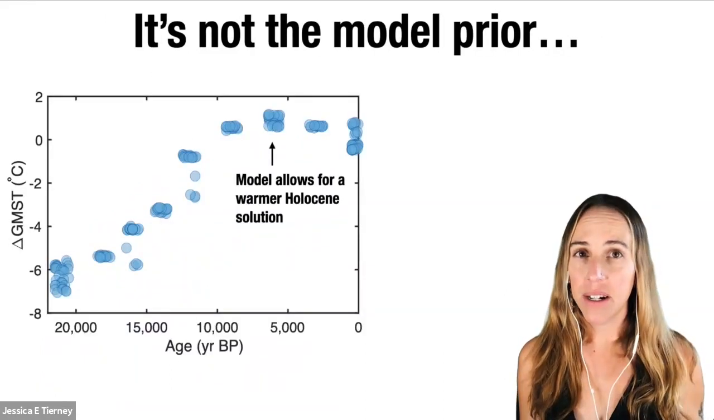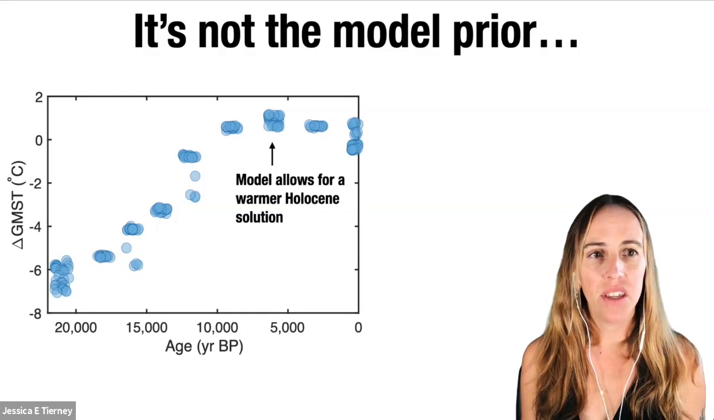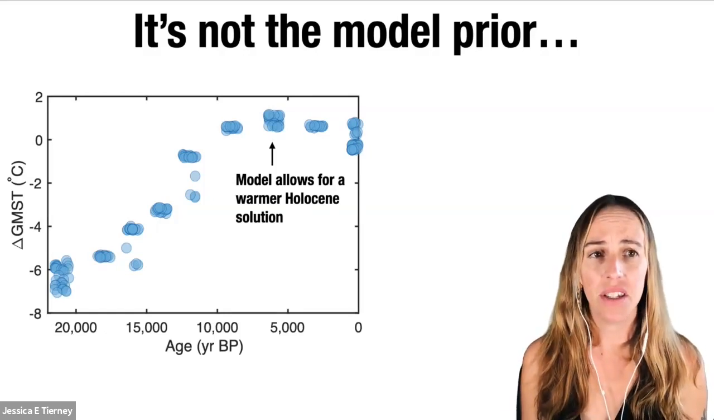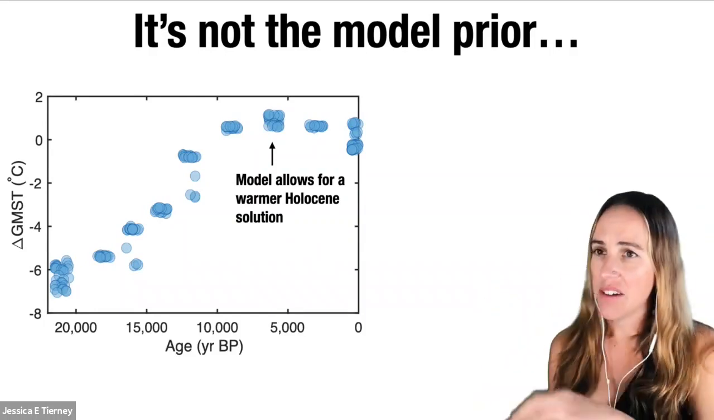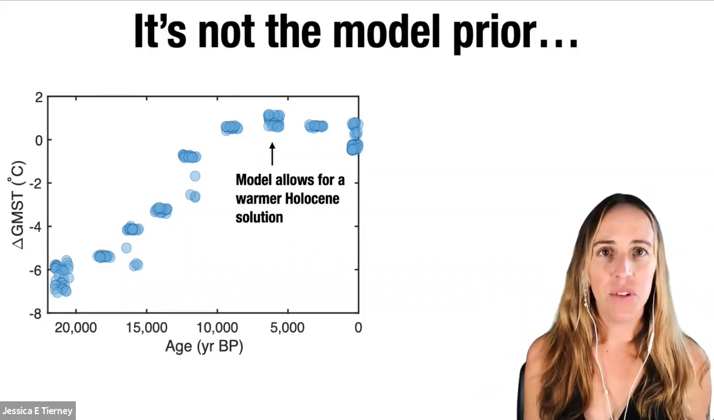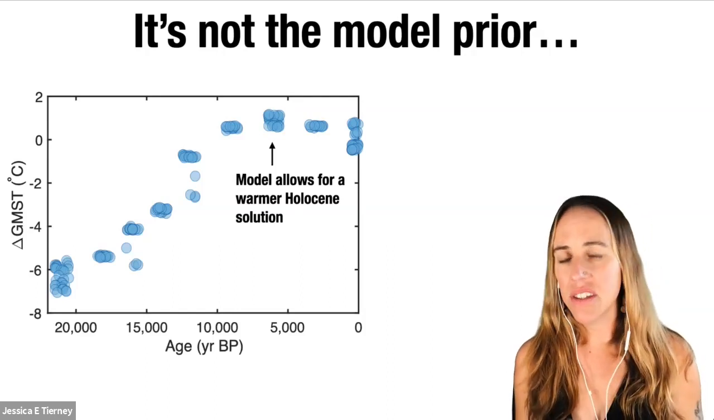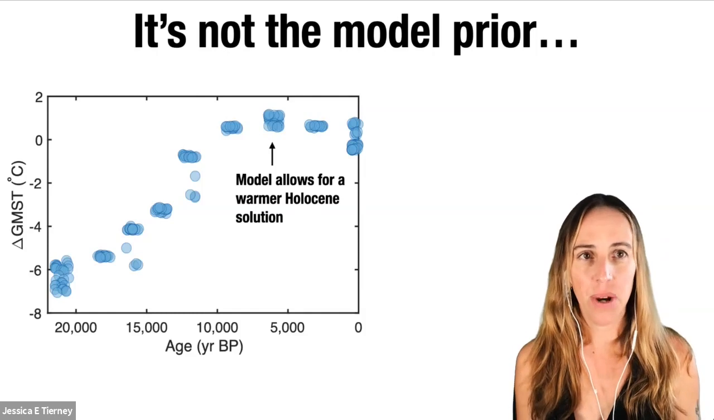It's not the model prior, so it's not necessarily coming from the models, because our model prior actually allows for a warmer mid-early Holocene. You can see that in our 6K priors in particular, there's a spread. It could allow for a warmer Holocene solution. So this isn't something that's baked into the model prior.